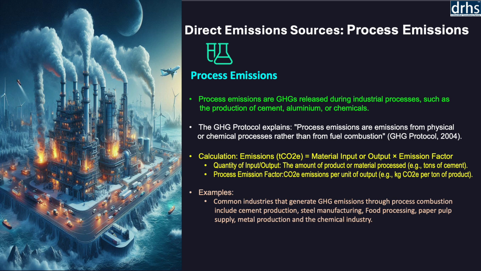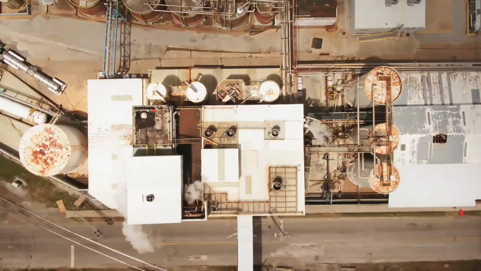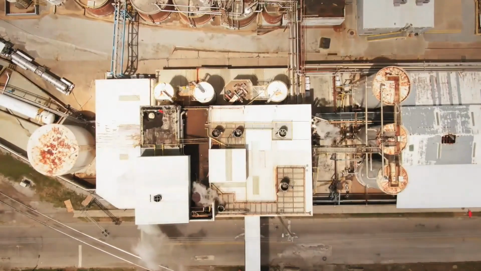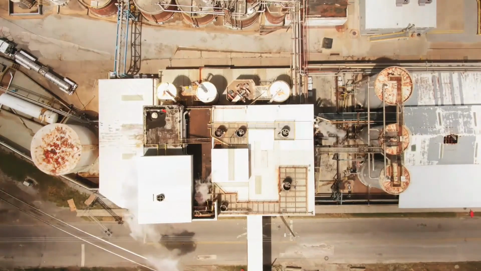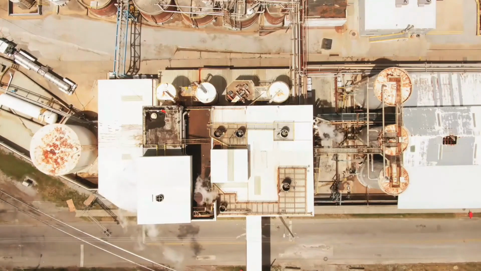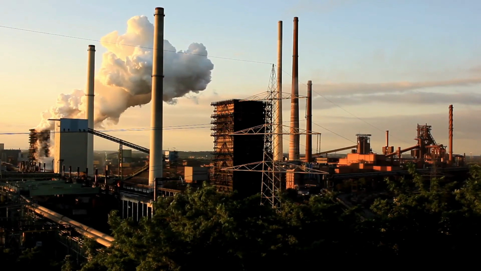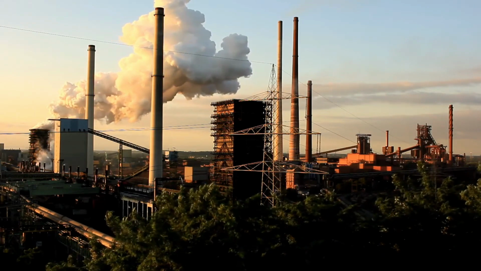The common industries that generate greenhouse gas emission through process combustion include cement production, steel manufacturing, food processing, paper pulp supply, metal production, and the chemical industries. For example, in cement production, limestone, that is calcium carbonate, is heated to high temperature in a kiln, resulting in the release of carbon dioxide as the limestone decomposes into lime, that is calcium oxide, and carbon dioxide. Similarly, in steel manufacturing, the reduction of iron ore in blast furnaces releases significant amount of carbon dioxide.